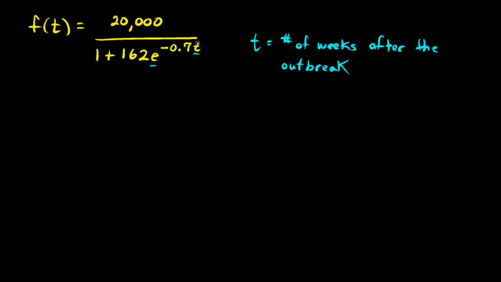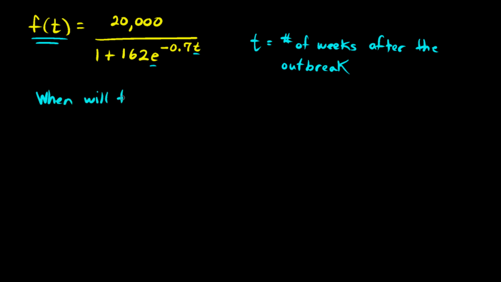So when t is 0, that would actually be the initial outbreak, like right when it started. So if we wanted to find out how many people were initially infected, all we would have to do is make t 0, and that would give us the number of people initially infected. F of t represents the number of people infected after a certain time t, or after a certain number of weeks t.